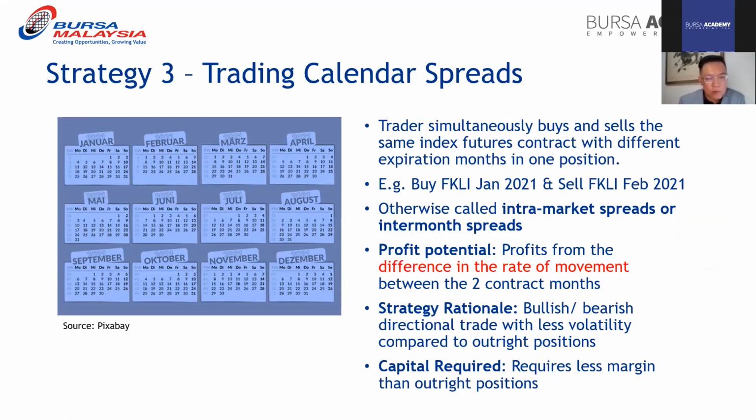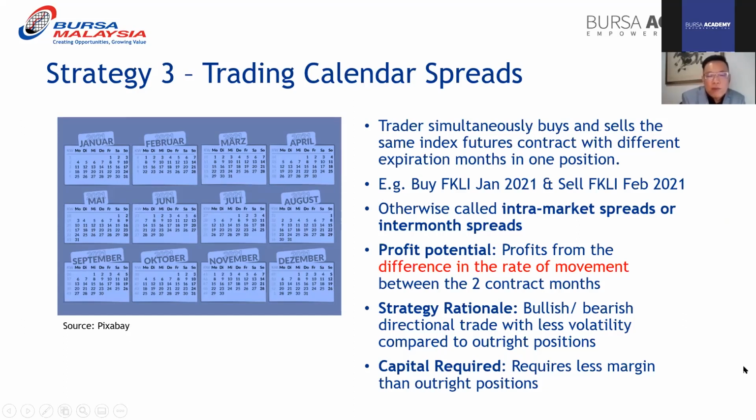They have, of course, more sophisticated spread strategies. But the basics of it is constructed from what we call a calendar spread. So what is a calendar spread? Basically, a calendar spread is where a trader simultaneously buys and sells the same index futures contract, but different months. For example, if I'm trading what we call an FKLI calendar spread, I can go in and buy an FKLI January contract and then sell an FKLI February contract.